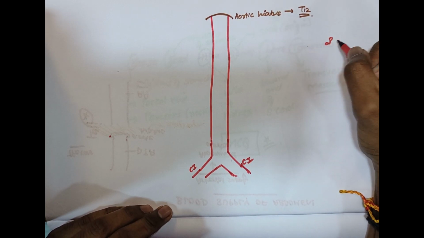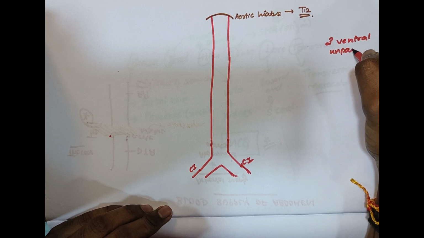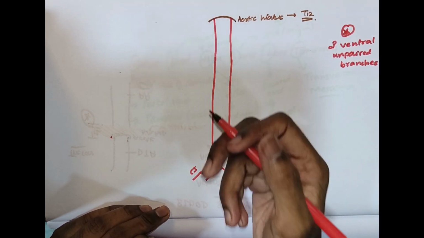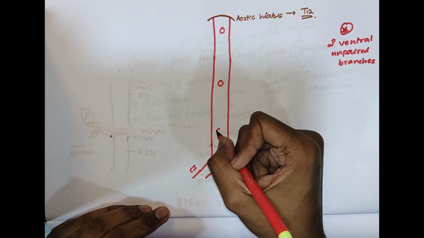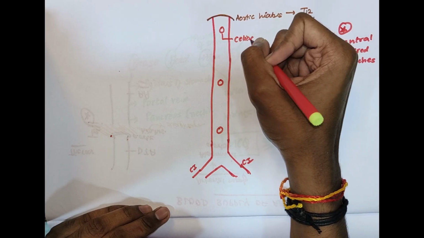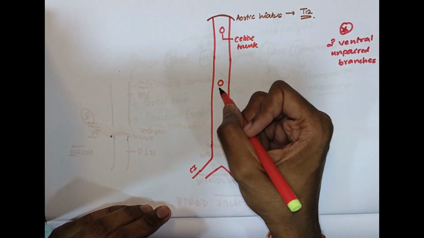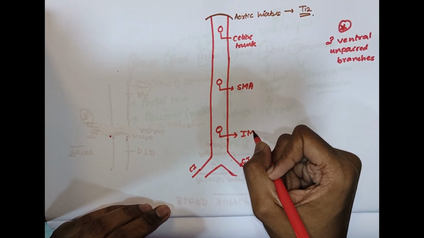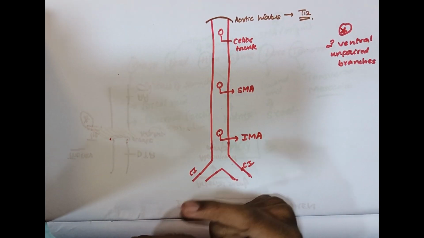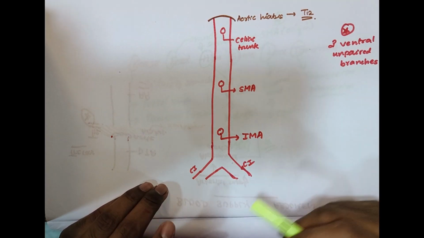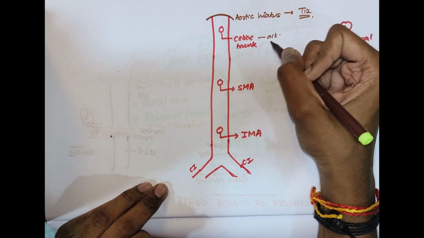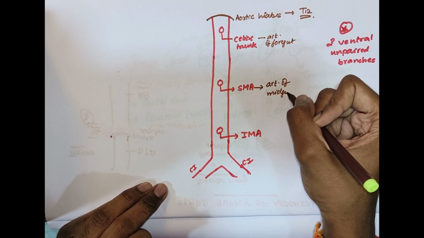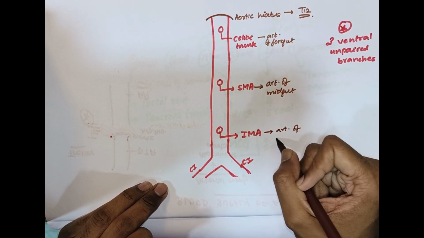To begin with, we'll talk about the three ventral unpaired branches, which are in fact the most important branches of the abdominal aorta. First, we have the celiac trunk. Second, the superior mesenteric artery. And finally, the inferior mesenteric artery. Now, the celiac trunk is known as the artery of the foregut, the superior mesenteric artery is the artery of the midgut, and the inferior mesenteric artery is the artery of the hindgut.